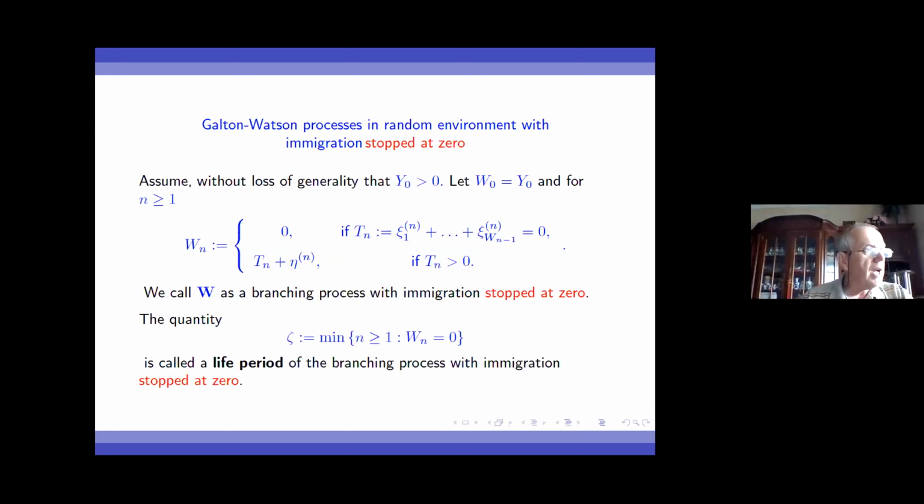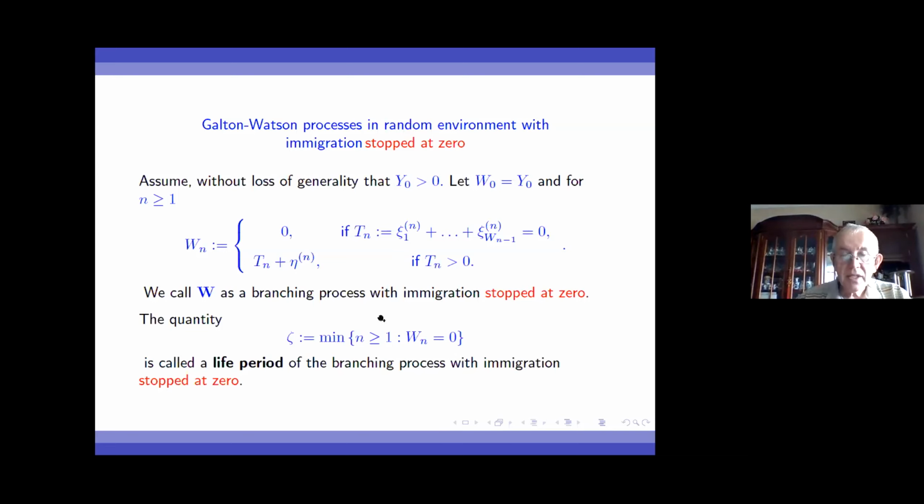For those who like queuing systems, the life period is closely related to the number of customers which will be served during a busy period of some queuing system. There is a well-known connection between branching processes and queuing systems, and so in these terms, in a sense, this quantity is related to the number of customers served during the busy period of some server.